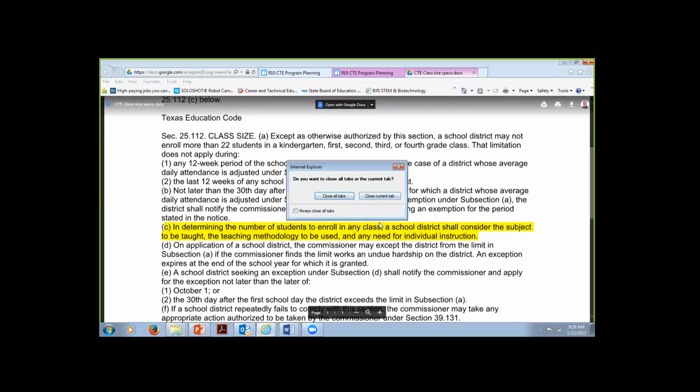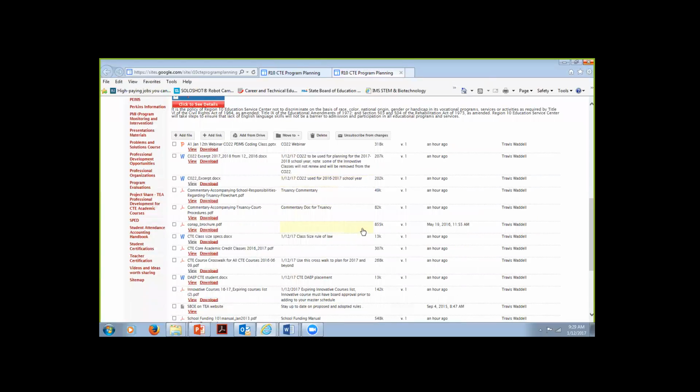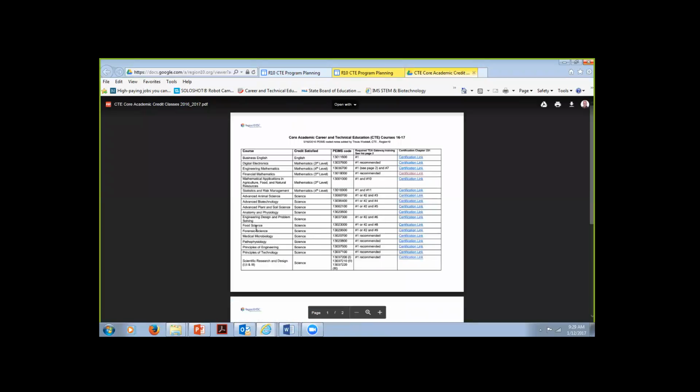So this particular excerpt is found on our website for Region 10. I'm going to close this tab. And then let's find the academic credit for core classes. Now, this is the 2016-2017 document, which is what we're currently working off of. So currently we're using this document, and it houses 5 math, 12 science, for a total of 14 sciences, because Scientific Research and Design has 3 PEIMS codes. So it's really a total of 14 sciences, 5 maths, and 1 English. Now, let's close this tab.